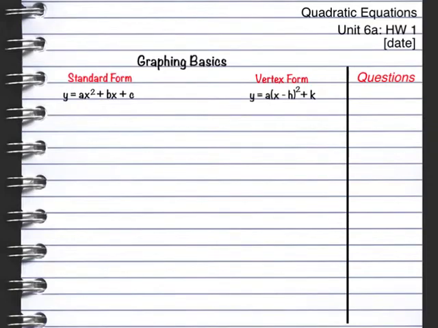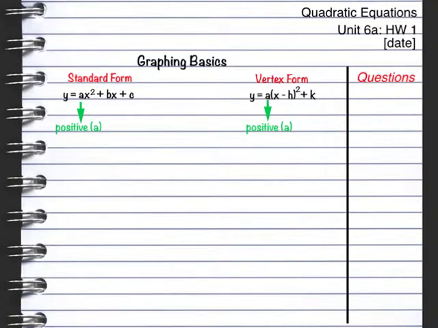So we have two forms when we're talking about quadratic equations. We have the standard form, which is y equals ax squared plus bx plus c. And we have vertex form, y equals a times x minus h squared plus k.